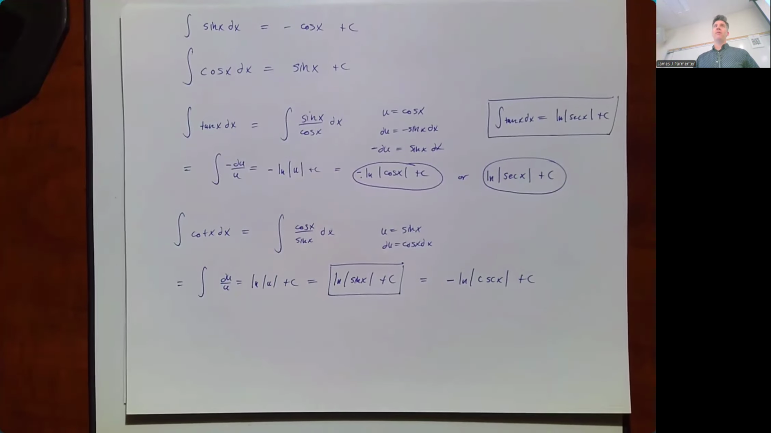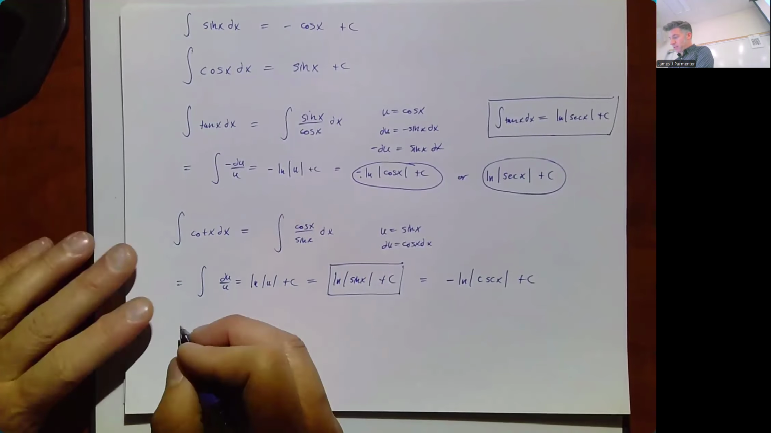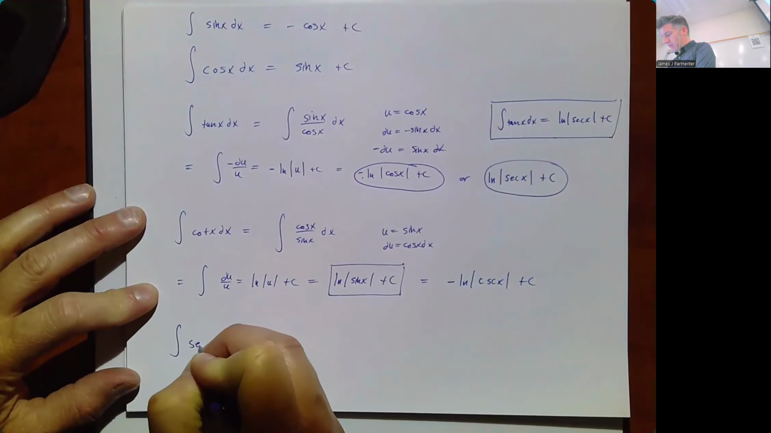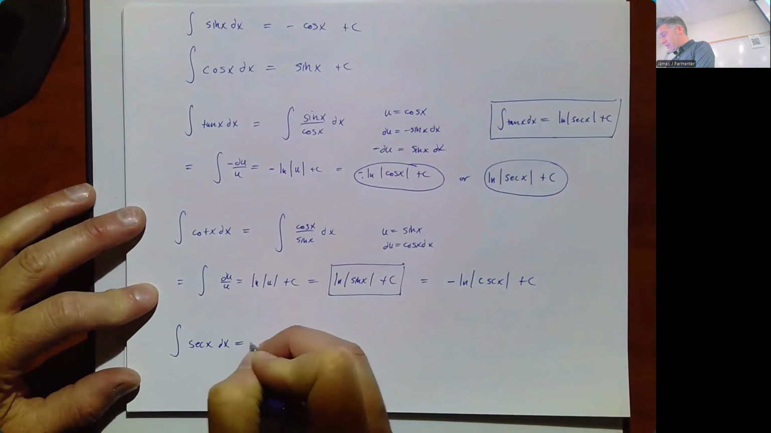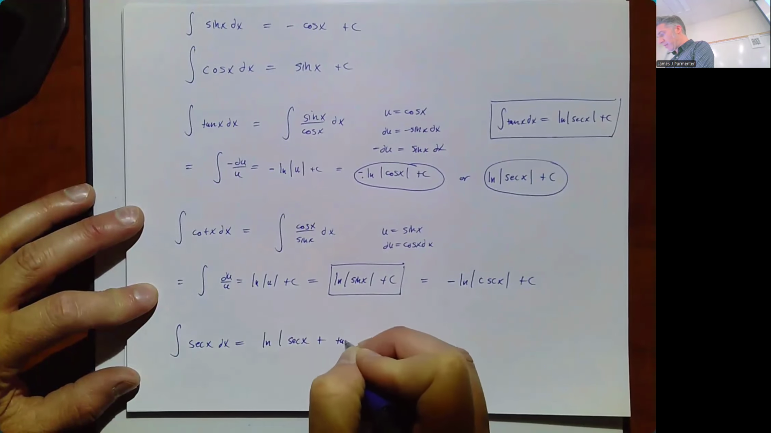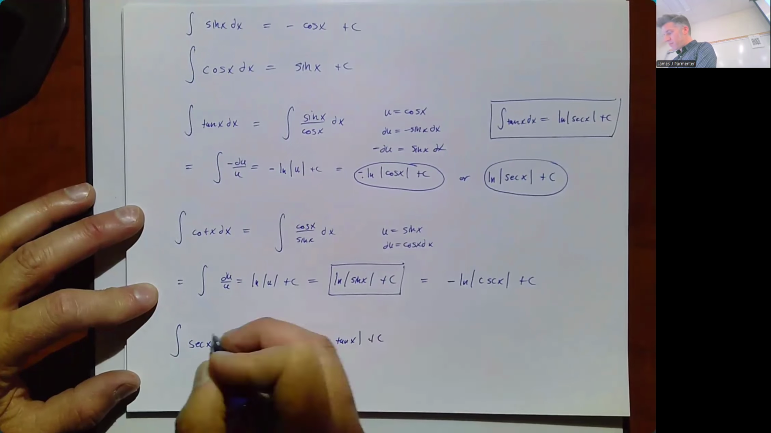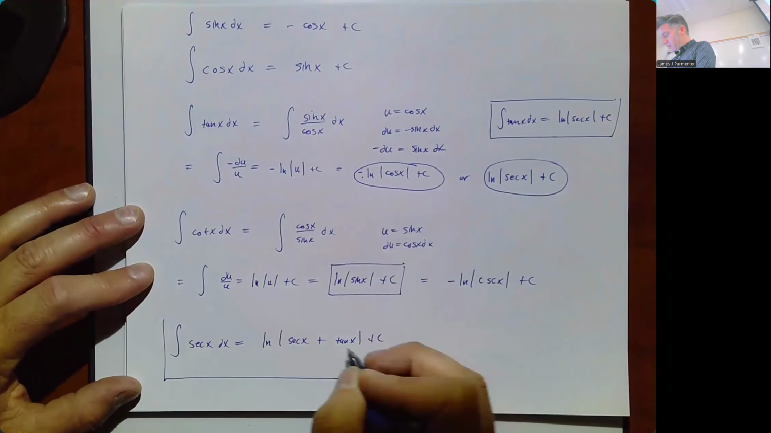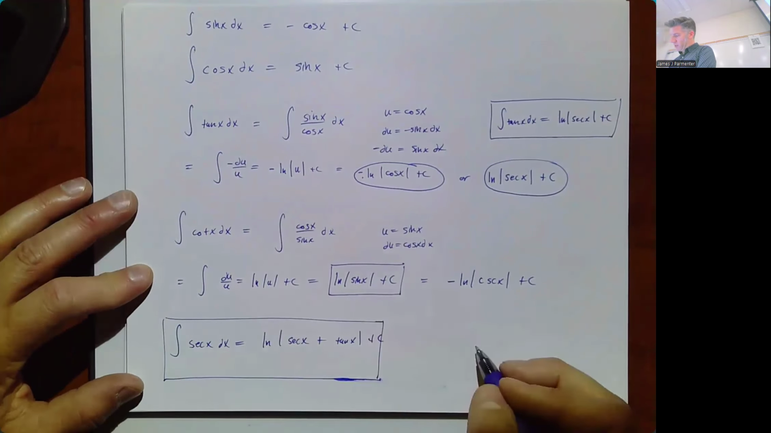All right, that's 4 down, 2 to go. Well, actually 1 to go, because we already know the integral of secant. The antiderivative of secant of x dx is the natural log of the absolute value of secant of x plus tangent of x. Let's see. I don't know why I'm boxing this one versus the other ones, but I just did.